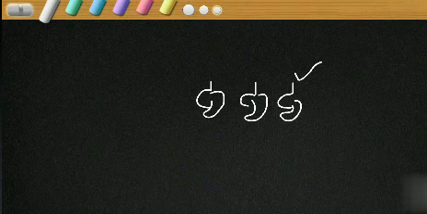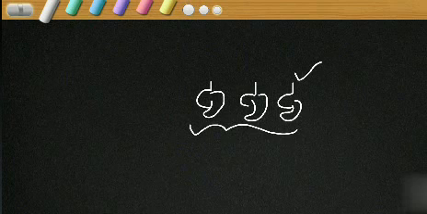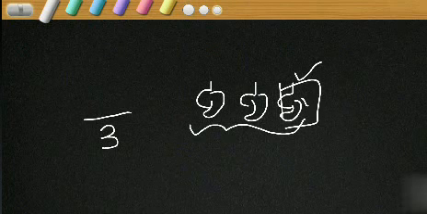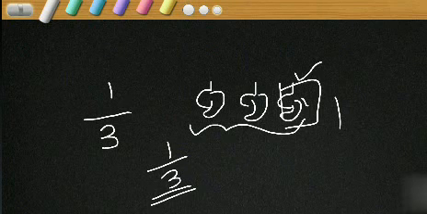So how many mangoes are there with us? Here we have 3 mangoes. Out of which how many mangoes have been given to your friend? Yes, you give only one mango to your friend. So what is the fraction of the mangoes given? The fraction of the mangoes given is 1 by 3. It reads as 1 by 3.